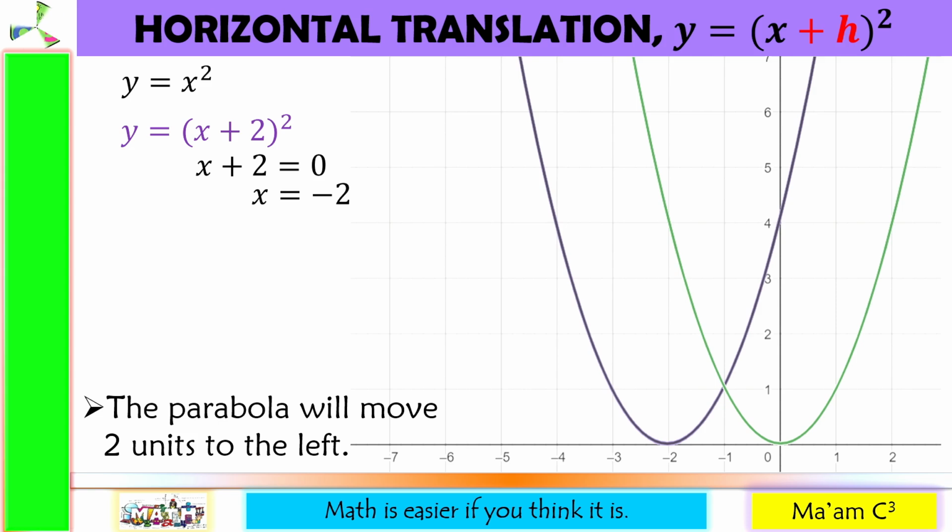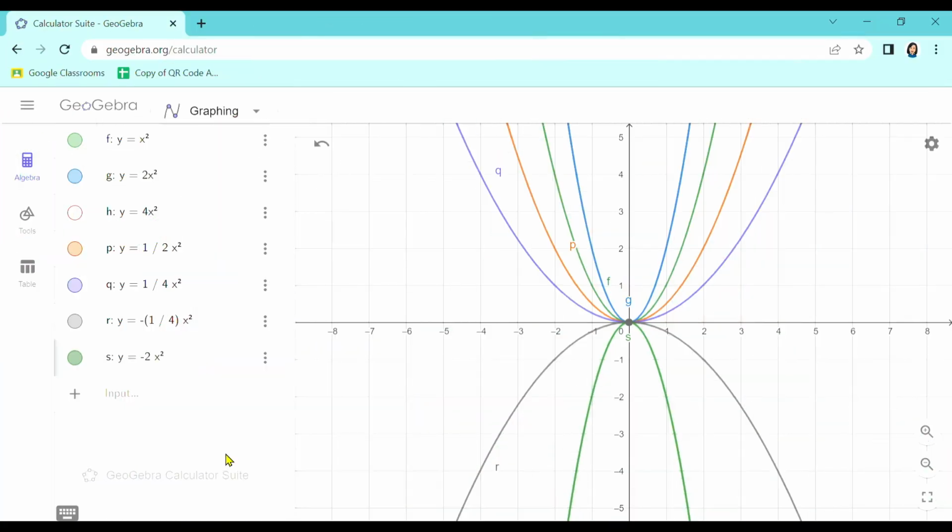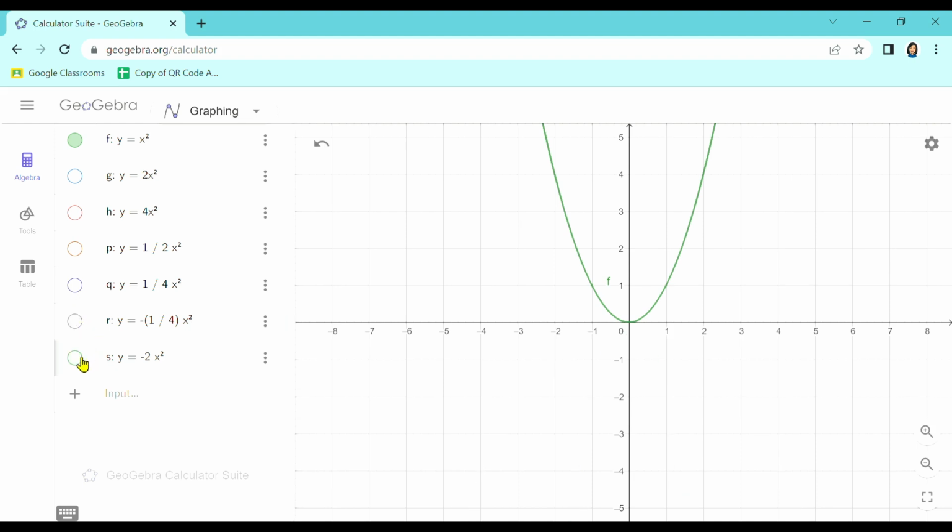To give you more examples, let us go back to our GeoGebra. Let us continue graphing. Let me untick this so that we will only have our mother function. Now let us graph another function. Let's say we have y is equal to (x minus 4) raised to 2. Notice what happened? Our mother function actually moved 4 units to the right. Why? Because we have here negative 4.